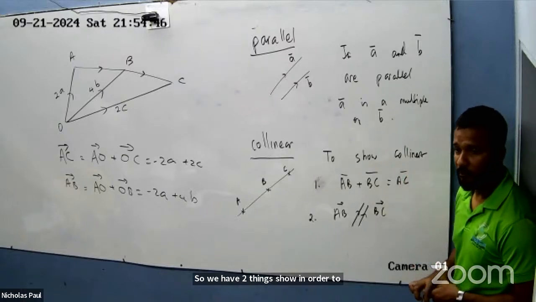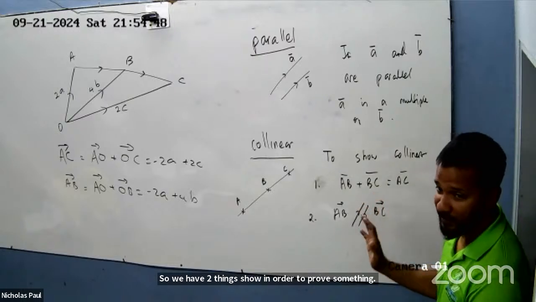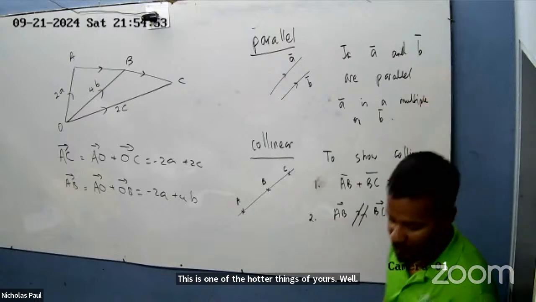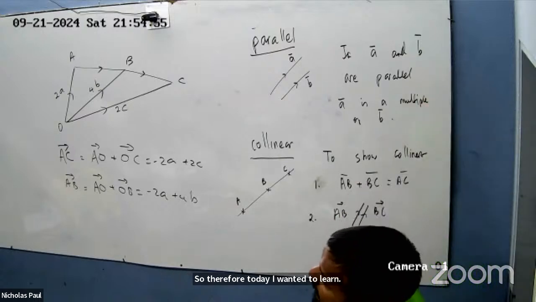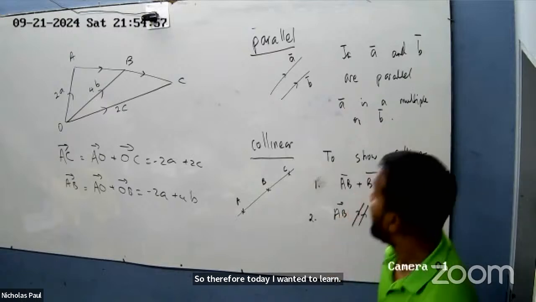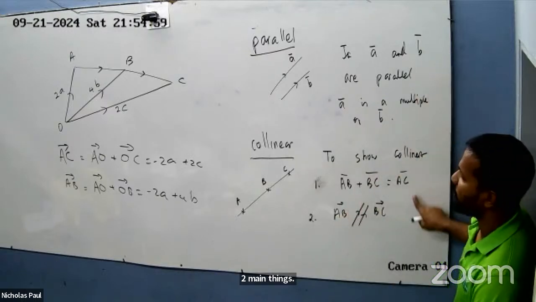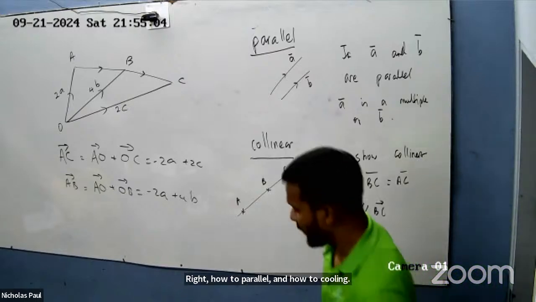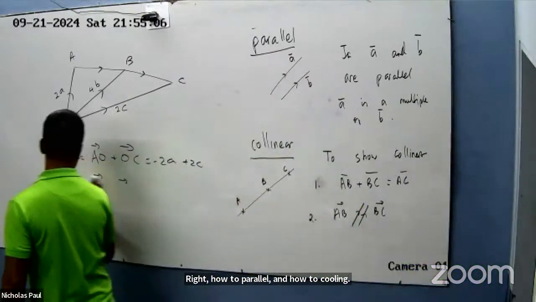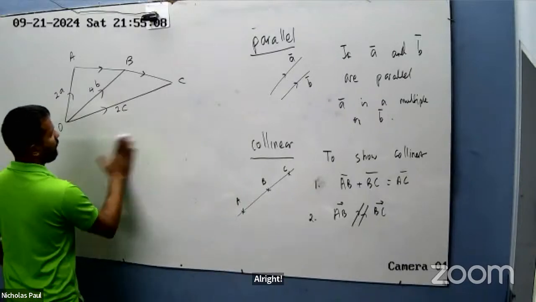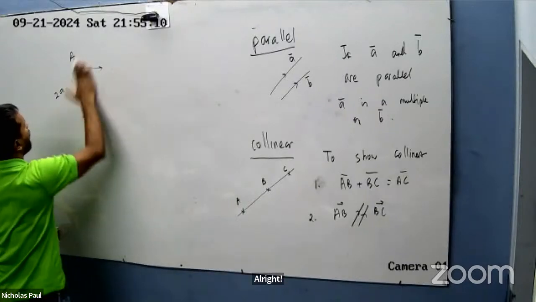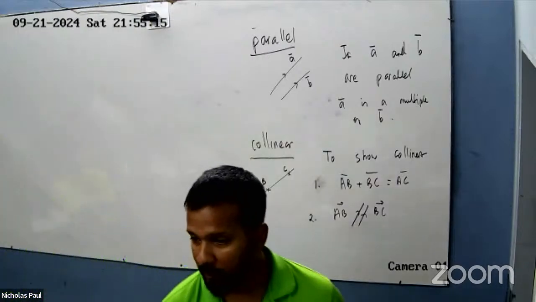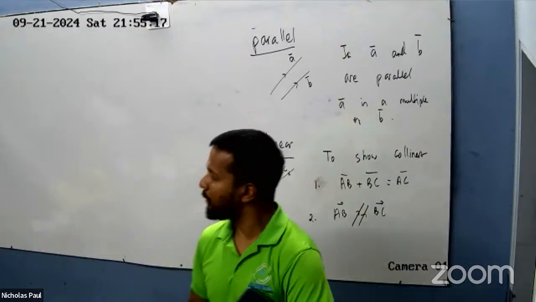All right? This is one of the harder things in vectors, so we'll learn a lot of these, right? So therefore, today I wanted to learn two main things. Right? How to show parallel and how to show collinear. All right? Then we copy down the rule and we're going to take our time and try to work this out, right?